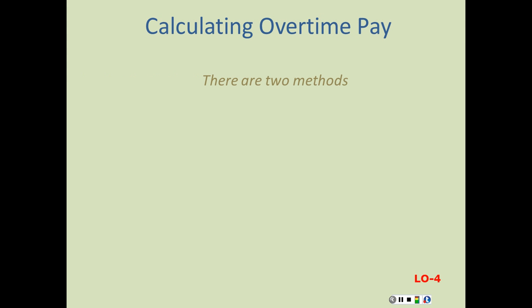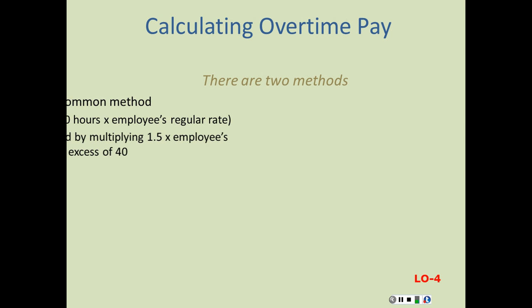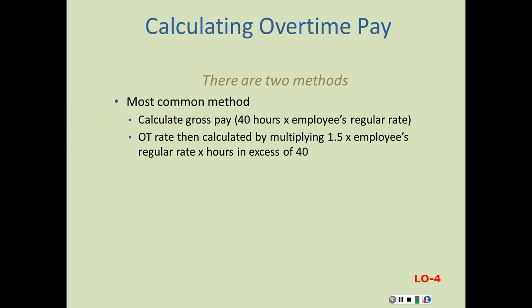Okay, to calculate overtime pay, the textbook describes, and there are in practice, two methods. These are very similar methods. There's not a great deal of difference, and you'll see that as we talk about this. Here's the most common method. Calculate the gross pay, and it's the employee's regular rate times 40 hours. Now, we're not always going to have that regular rate given to us. Sometimes we have to compute the regular rate, and we'll see that come up later.